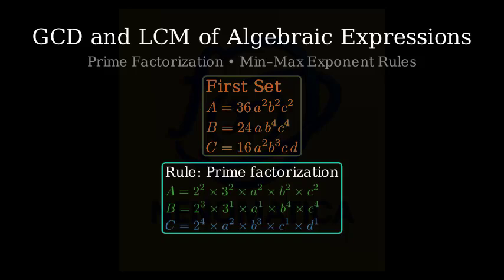B equals 2 cubed times 3 to the first times a to the first times b to the fourth times c to the fourth. C equals 2 to the fourth times a squared times b cubed times c to the first times d to the first.